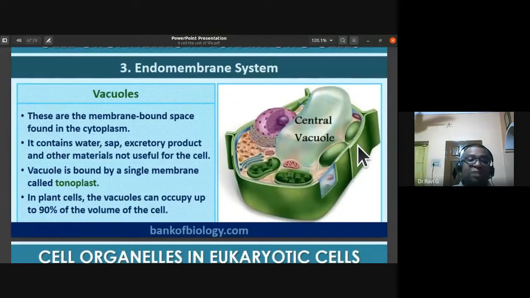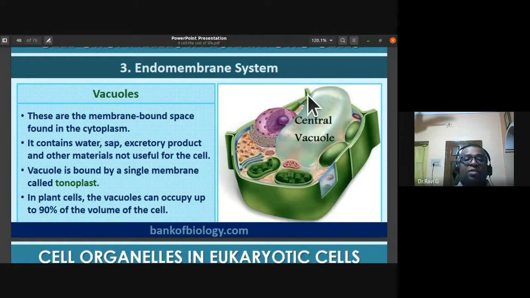We call it as tonoplast. So you should be aware about it. So the vacuoles are membrane-bound space which is found in the cytoplasm. Generally, the vacuoles contain water, sap, excretory products, and other materials which are not useful for the cell.